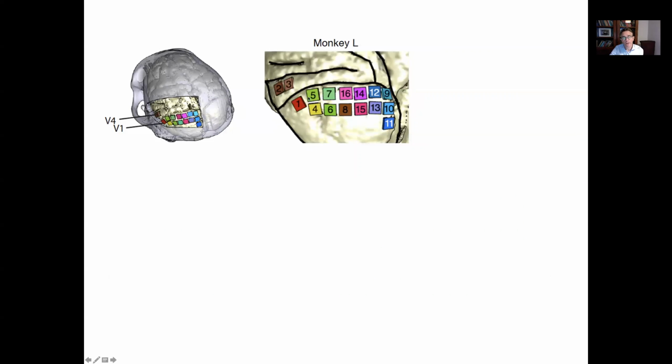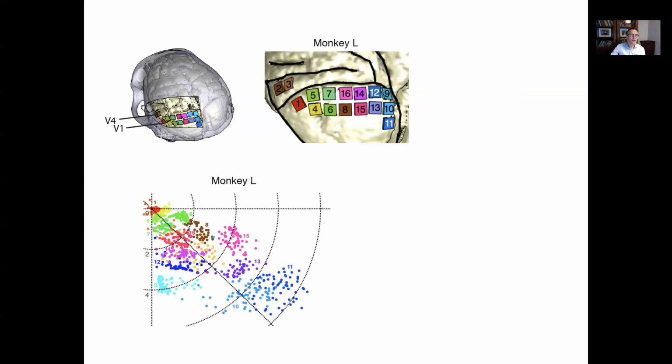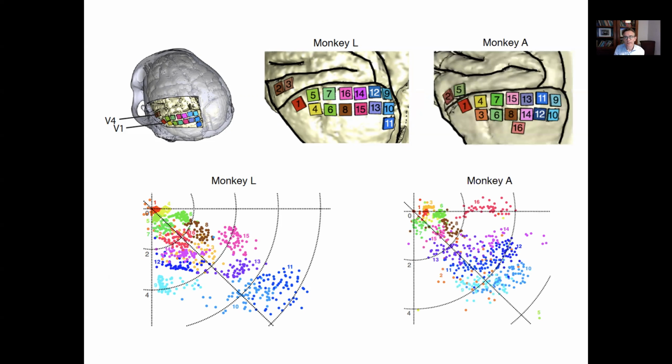So we tiled quite a large fraction of the primary visual cortex with these Utah arrays. Okay, and then you get the receptive fields of those neurons. And you see that we cover basically a relatively large fraction of the lower right quadrant of the visual field. And also in a second monkey.